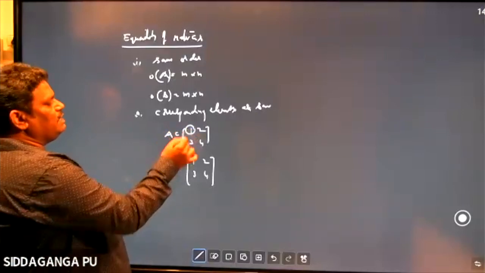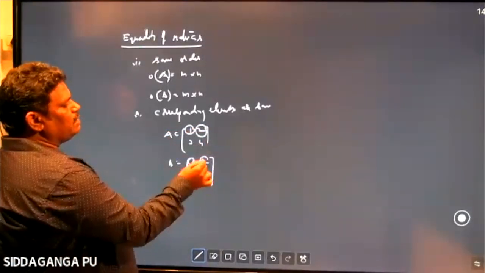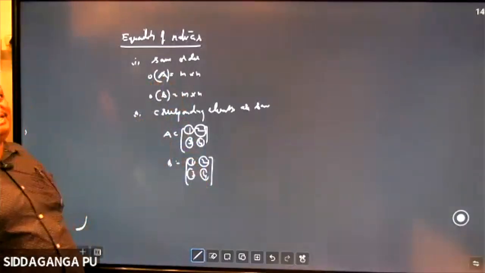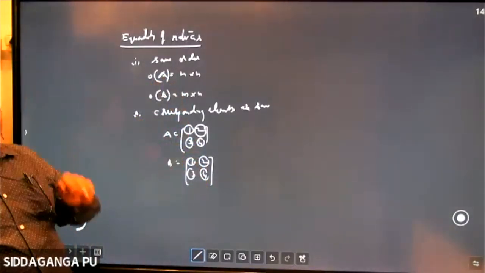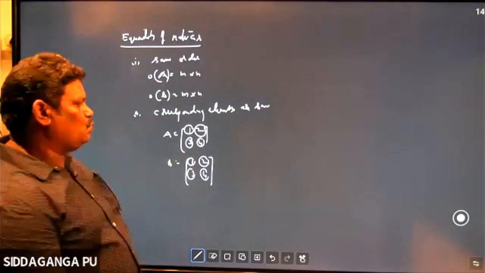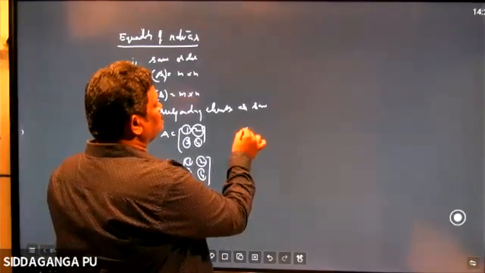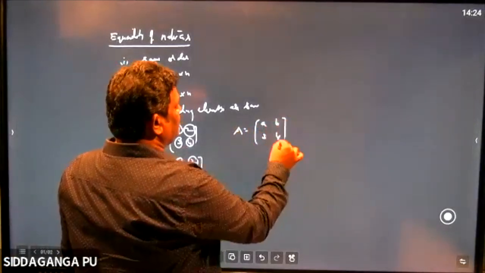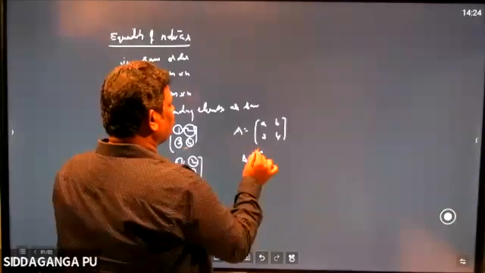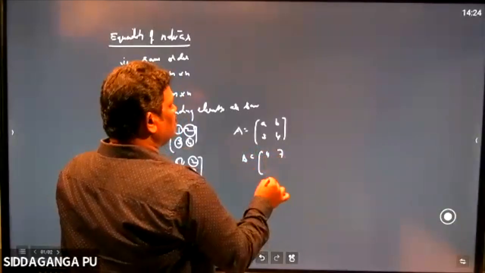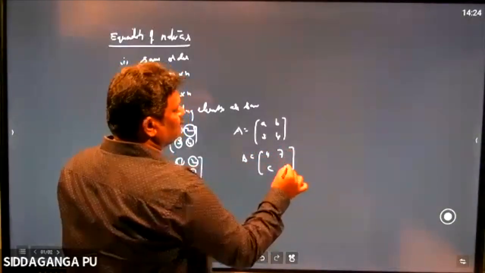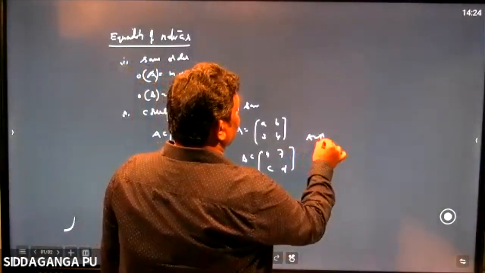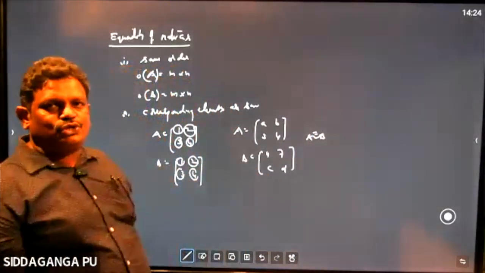Here 1, here also 1, here 2, here also 2, here 3, here 3, here 4, here 4. Now I consider m by n generally, but I can give the example for 2 by 2 matrices. In exams, they give questions like this, and in board exams also they ask such questions. For example, A is equal to [a b; 3 4] and B is equal to [4 7; 4 7]... given [4 7; c d]. When A is equal to B, then find the values of a, b, c.